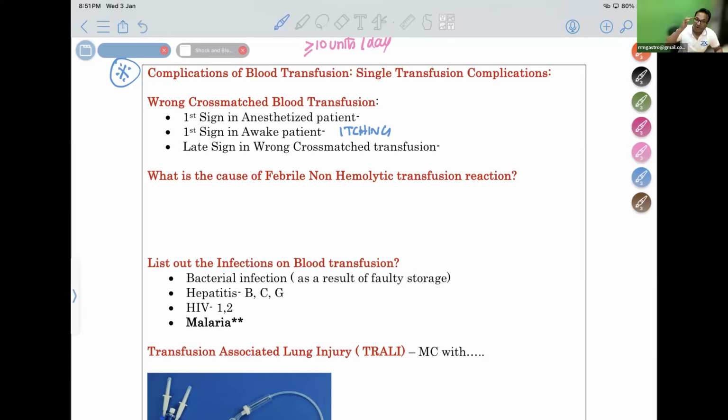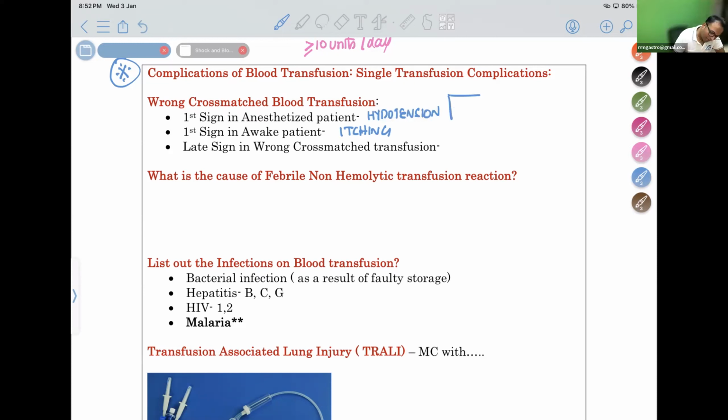What is the first sign in an anesthetized patient? The patient is under anesthesia. The patient cannot tell itching, he's in general anesthesia. So what will be the first sign? The first sign is sudden hypotension. There will be a sudden fall in BP. The moment you start the blood, suddenly there is a fall in BP. That is one sign noted by the anesthetist.